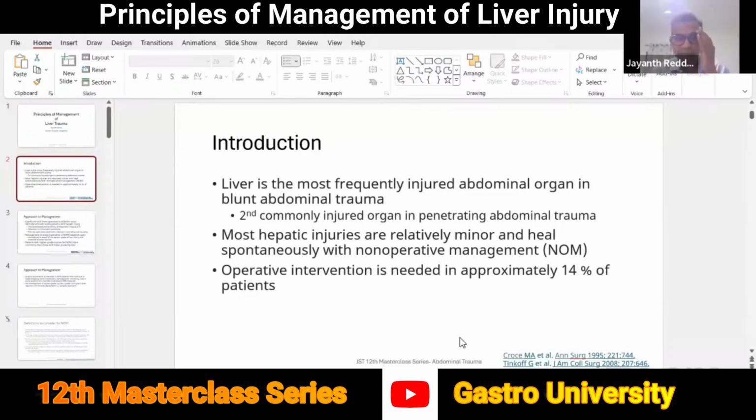Skipping the first few initial slides, very well elucidated by the previous two speakers. The liver is quite a frequently injured abdominal organ, in both blunt and penetrating abdominal trauma. The majority of these injuries can now be managed non-operatively. We'll go about this in detail in the next few slides. Operative intervention, though, is still needed in approximately 14% of patients.